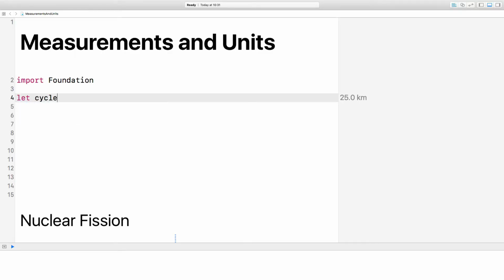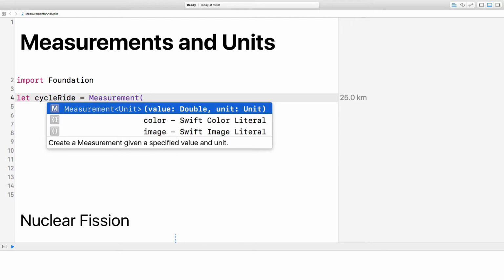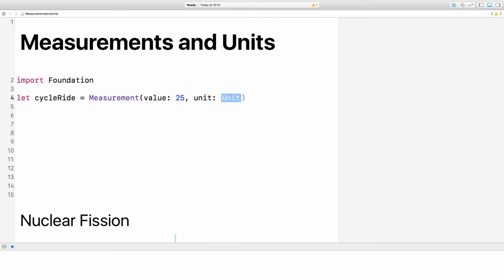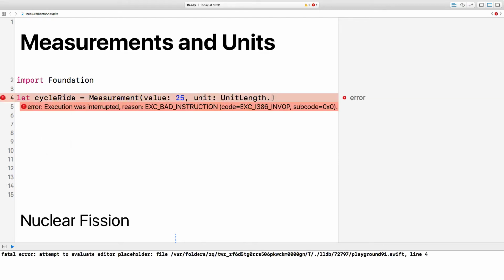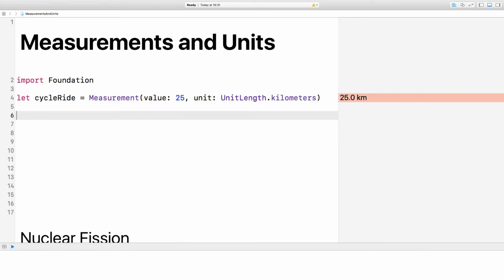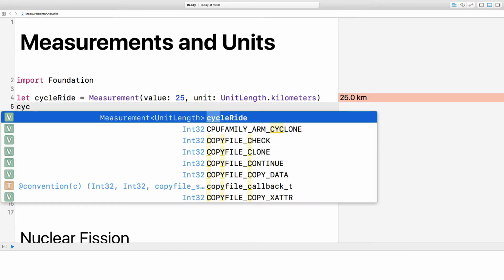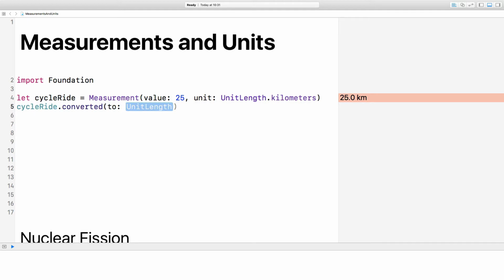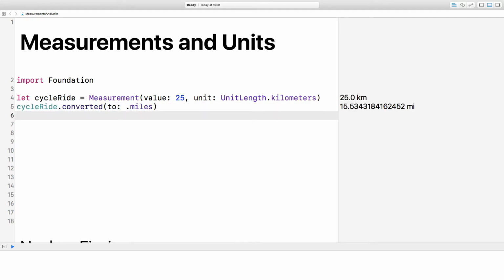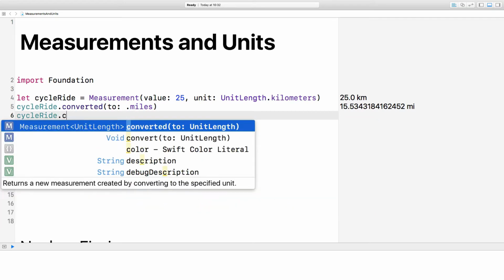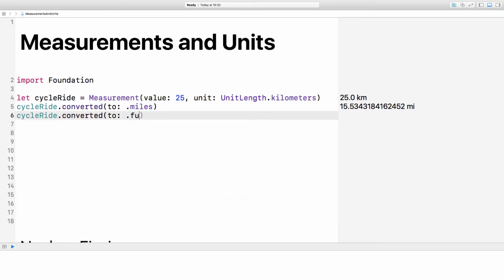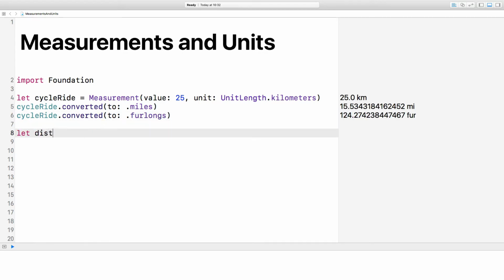Creating a measurement is as simple as using the default constructor. Here I'm going to create a cycle ride which has a length of 25 kilometers. So the value, which is a double, is 25, and then the unit, we use the unit length dimension and then select kilometers for the specific unit within there. I can then use the converted to method to change that unit to one of the other units within that same unit length dimension. So for example, miles or furlongs. You can see that 25 kilometers is about 15.3 miles or 124 furlongs.